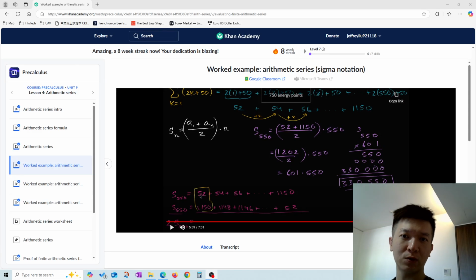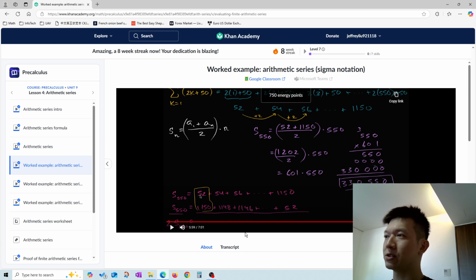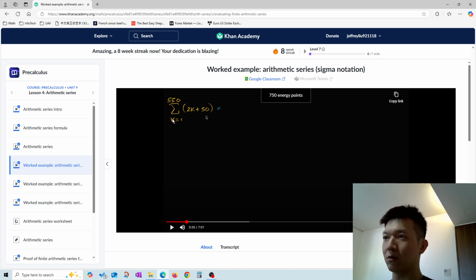So we'll continue our series lesson, and this is arithmetic series. So as you know, where you have the series, this is a summation notation. So this will be the first term where you put your 1 inside of your function right here, right? So you put it in there. So that will be 52. And you try out the next one, which is 2, and all the way to 550.